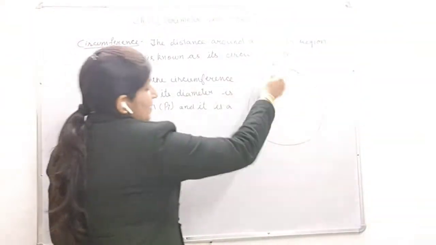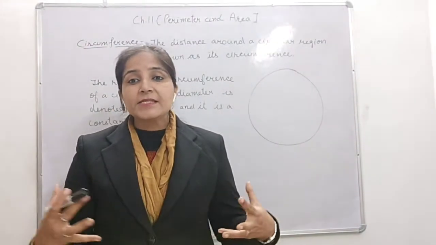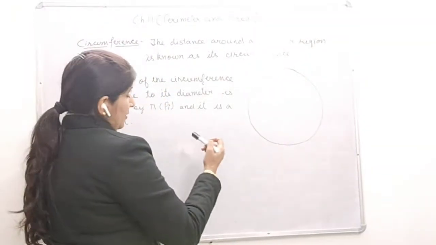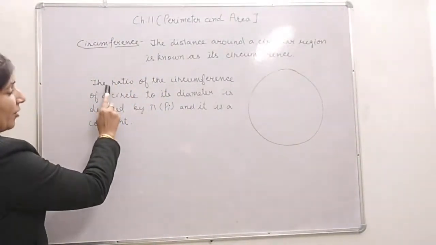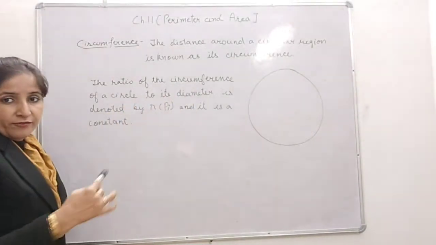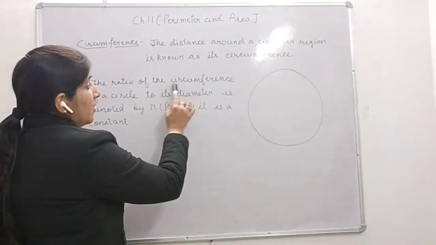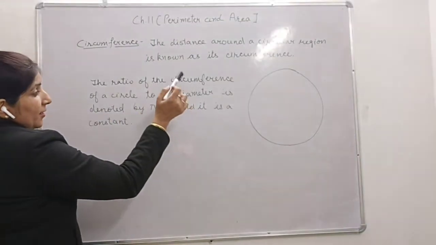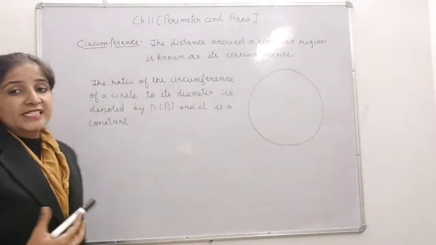Now you can see a circle. You can even draw many circles. And if you draw those circles, then always the ratio of the circumference of all the circles, if we take the ratio of the circumference to its diameter.